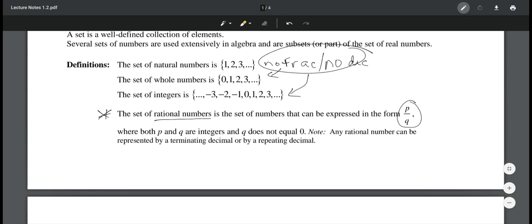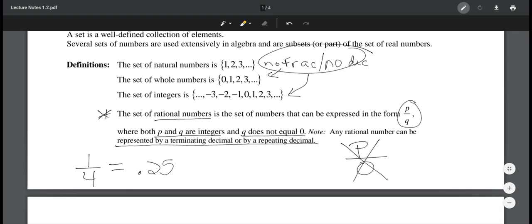It says where both P and Q are integers and Q does not equal 0, which means you cannot have a number divided by 0. That is not acceptable. Okay? Now, it also says that any rational number can be represented by a terminating decimal and a repeating decimal. A terminating decimal is, if you had 1/4, that is equivalent to 0.25. That's it. It doesn't go any further whatsoever.